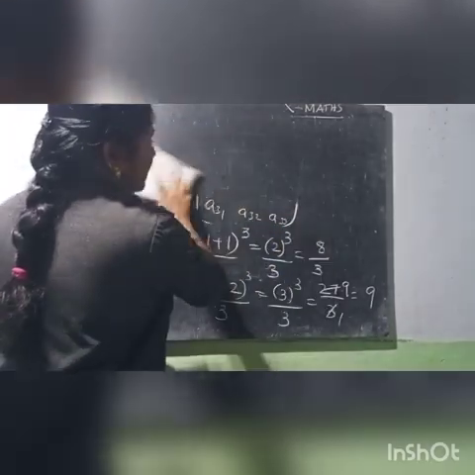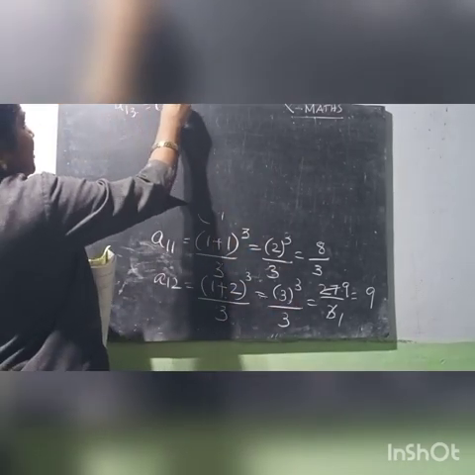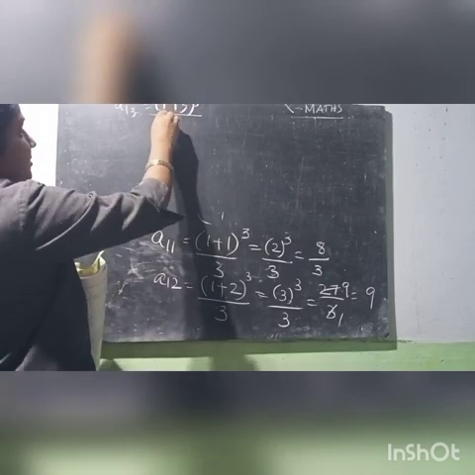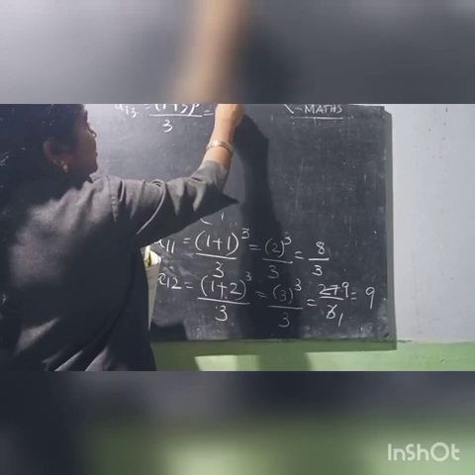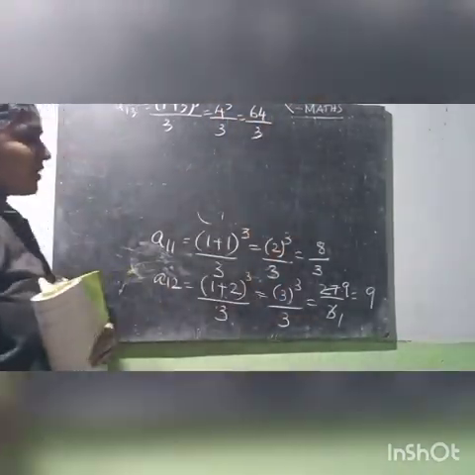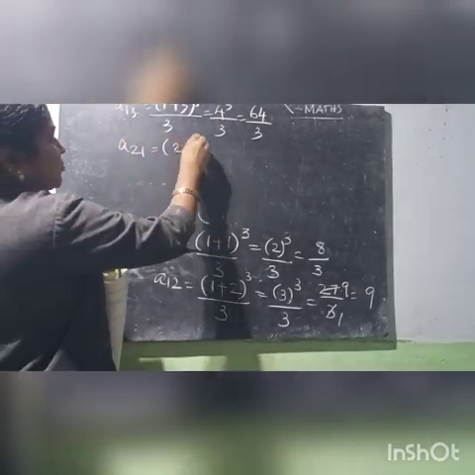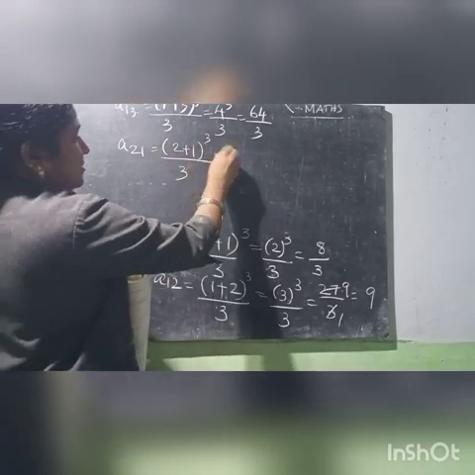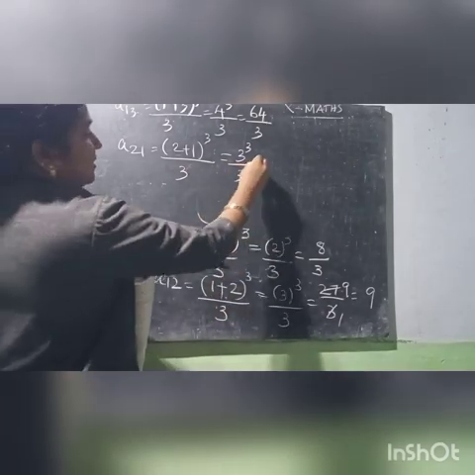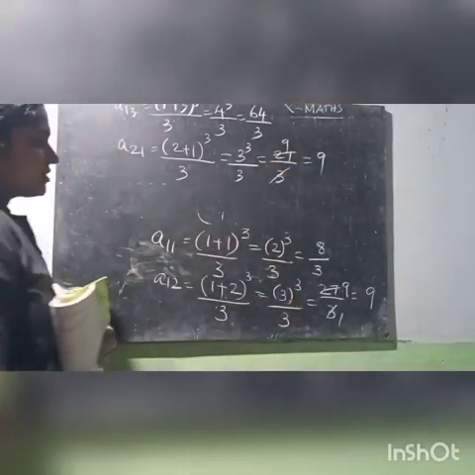Then the third element, A13. So (1 plus 3) power 3 divided by 3. 1 plus 3 is 4. So 4 power 3 by 3. 4 power 3 value is 64. So 64 divided by 3. Then next A21. So (2 plus 1) to the power 3 divided by 3. So 2 plus 1 is 3. So 3 power 3 divided by 3, so 27 divided by 3. That is equal to 9. If we cancel, we will get 9.